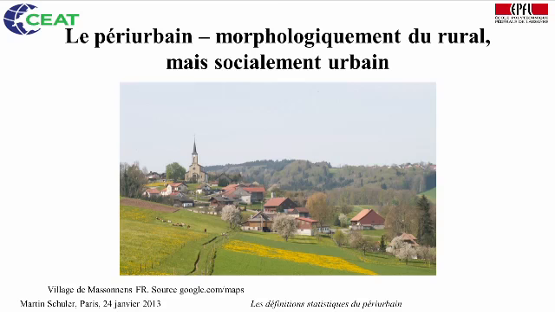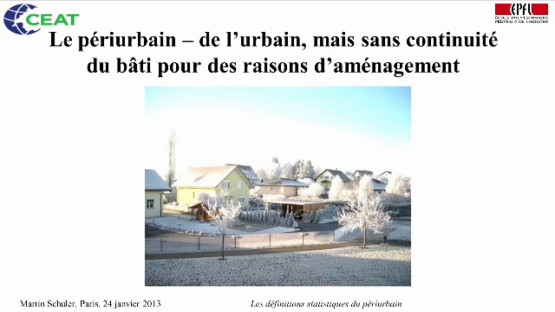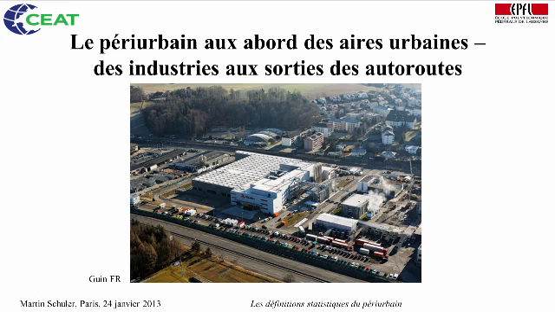The peri-urban is morphologically rural but socially urban. The peri-urban is urban spaces but without continuous building, using Nurek's definition. Here you've got industry next to motorway exits. This is the tunnel effect based on highways. It plays a major effect.